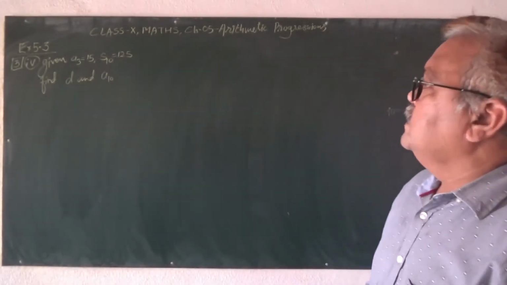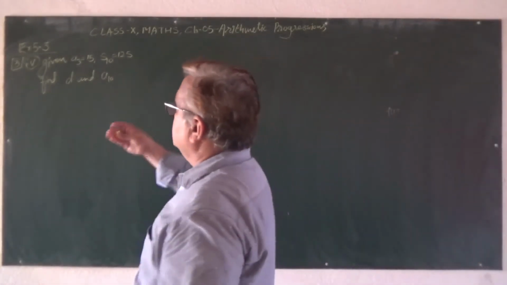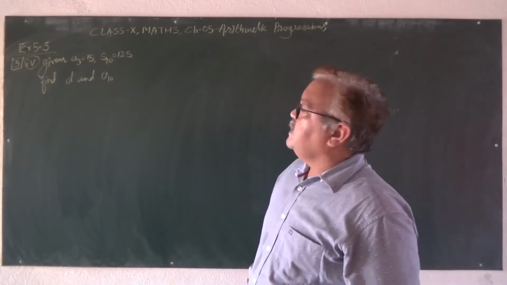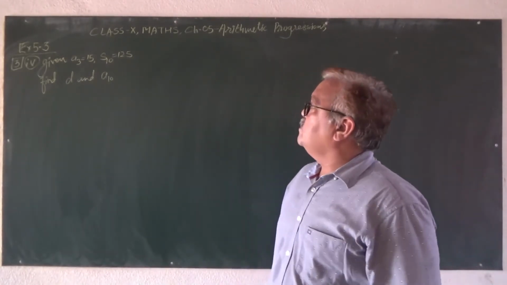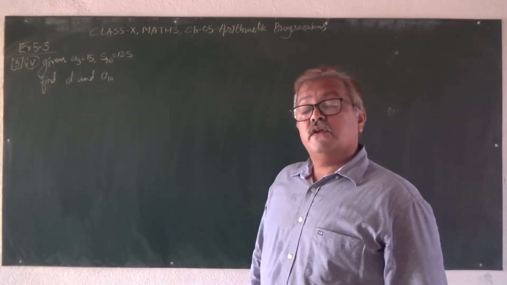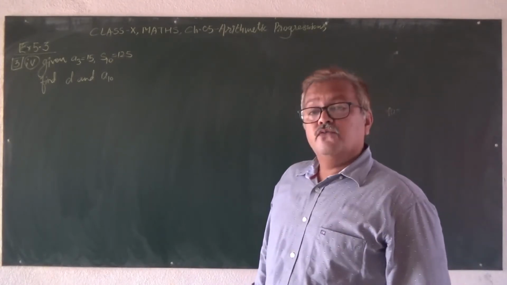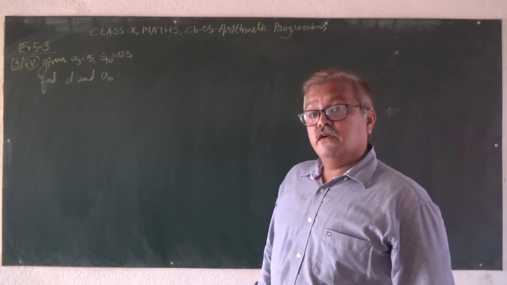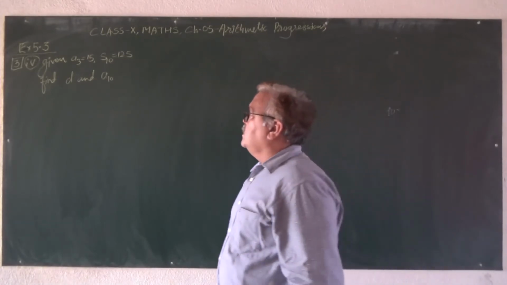So the 4th of question number 3. Given A3 is 15, the third term is 15, S10, the sum of the first 10 terms, is 125. You have to find the common difference D and you have to find the 10th term, the value of the 10th term. Let us see.